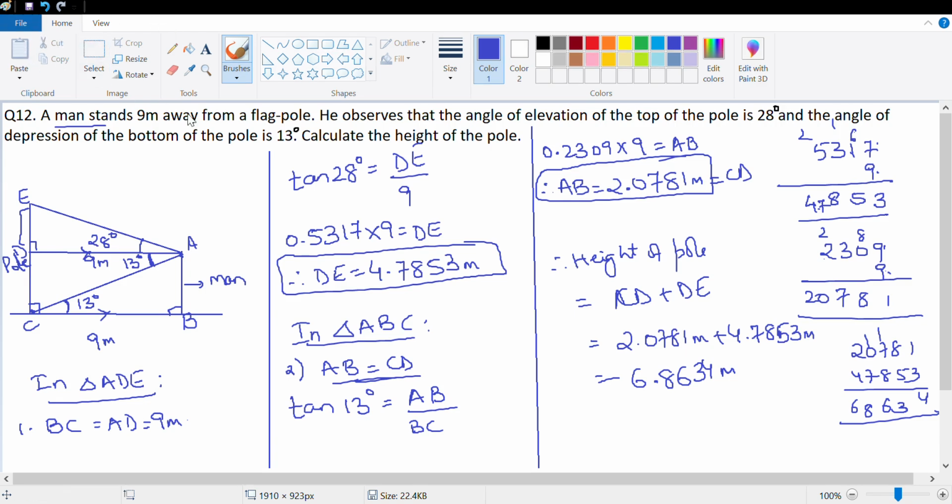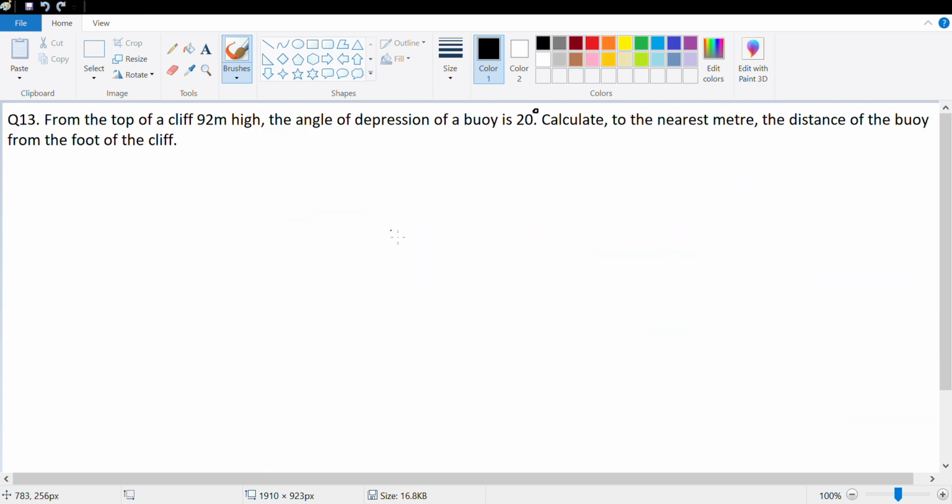Next, let's look at the last question that we'll do from this exercise. The last question is question number 13. From the top of a cliff, 92 meter high, the angle of depression of a boy is 20 degree. Okay, so let's look at the rough diagram first. So right now we are on the top of a cliff, which means let this be the cliff, and the boy, who is on the ground, at the sea level here, is making an angle of 20 degree. Perfect. So let this be the boy.